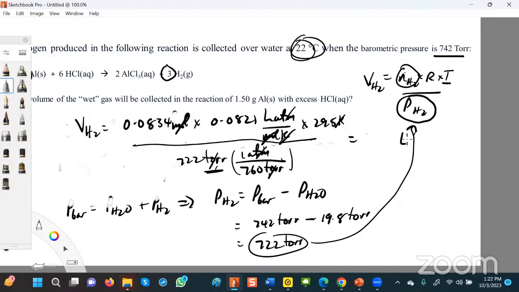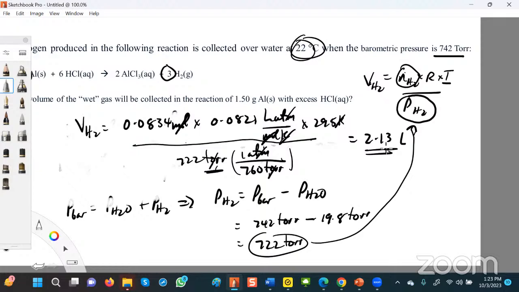0.0834 times 0.0821 times 295 divided by 722 divided by 760. Okay, so according to my calculations, rounded off to 3 sig figs, this works out to be equal to 2.13 liters. And that's basically how that problem is done.